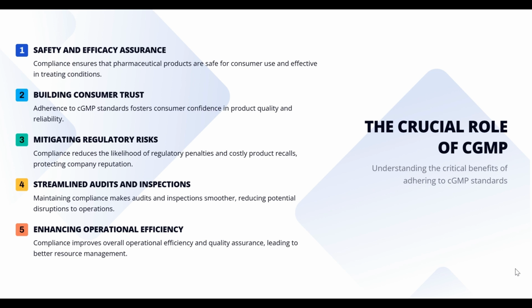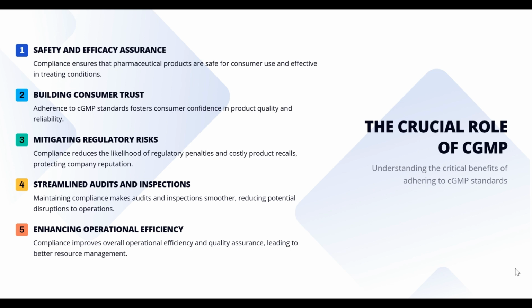Let us see the crucial roles of cGMP. The first one is safety and efficacy assurance. That means compliance ensures that the pharmaceutical products are safe to consume and also effective in treatment of different health conditions. Further, building consumer trust. Because these standards are followed, consumers feel confident in the product quality and can easily rely on the pharmaceutical product.